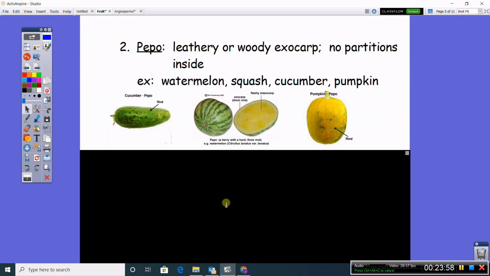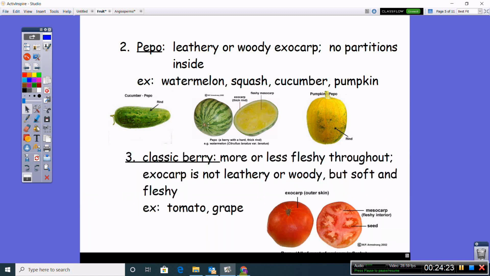Next, my favorite one to say, it's a pepo. Pepos have a leathery or woody exocarp. So think about the pumpkin rind or a watermelon rind. Cucumber's a little different, but again, still kind of leathery as opposed to woody like a pumpkin rind. No partitions inside. So watermelon, squash, cucumber, or pumpkin, those are all pepos.